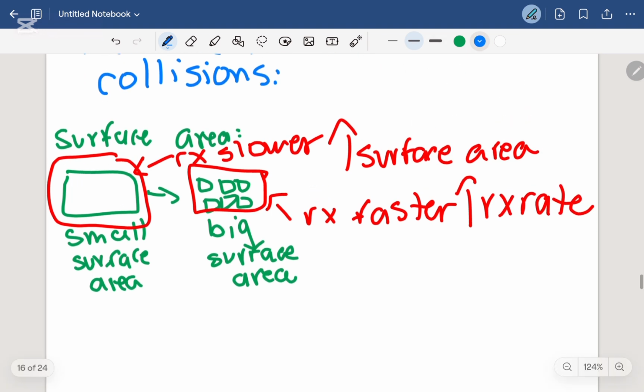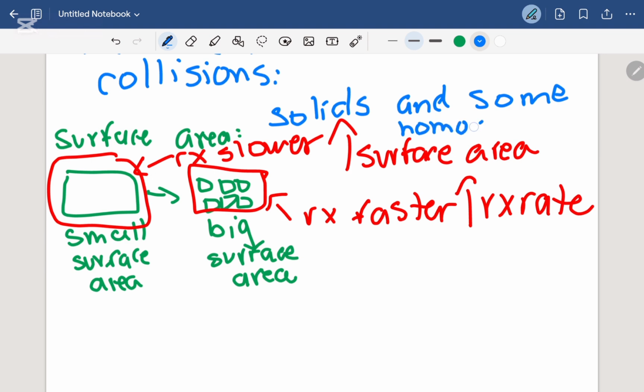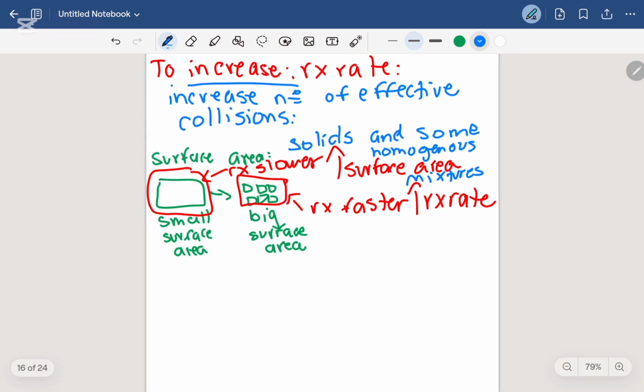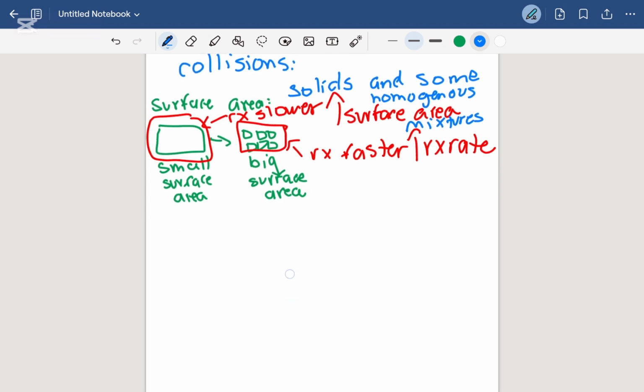Now, the surface area only affects solids and some homogeneous mixtures. Alright? So, quick summary about surface area. If we have a small surface area, then the reaction will be slower. If we have a big surface area, then the reaction will be faster. So then we can say that if we increase the surface area, then the reaction rate increases. Okay? And then the surface area affects only the solids and some homogeneous mixtures, nothing else.